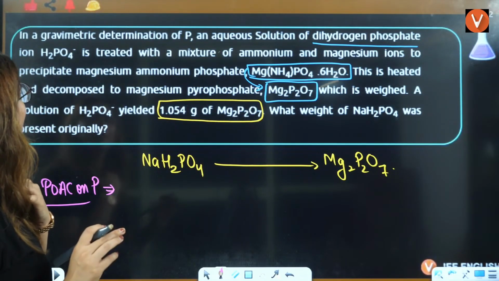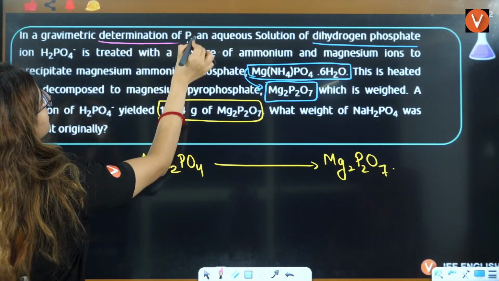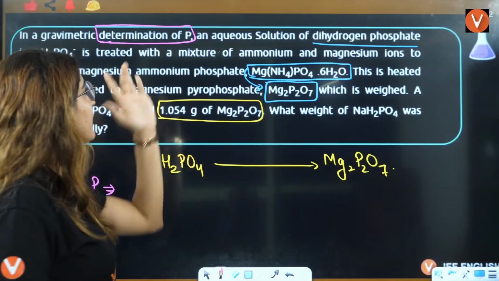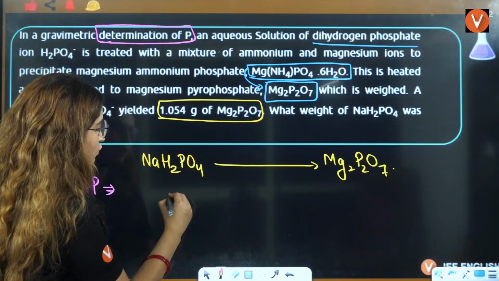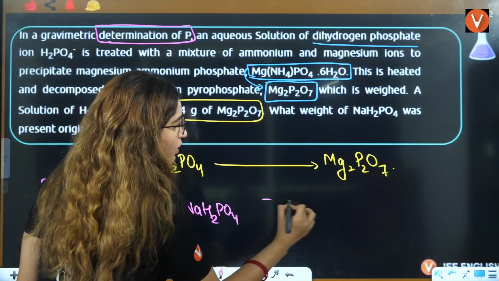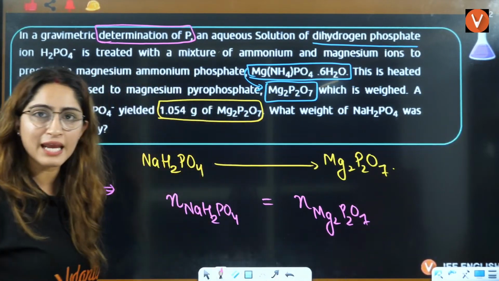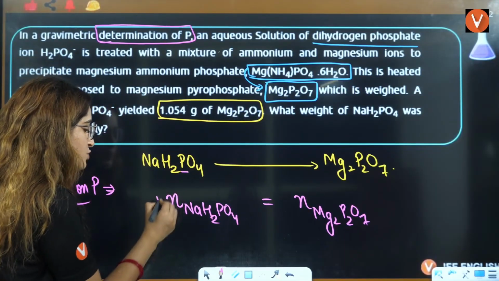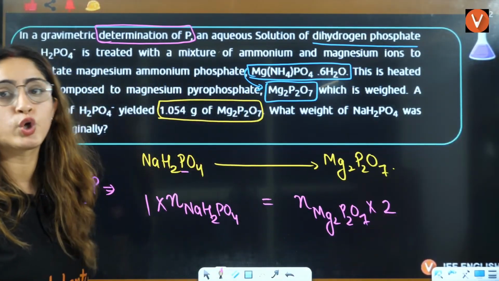Let's see if there is any hint, because it is a determination of phosphorus. That means all the phosphorus is converted. So the hint is already given that it is determination of phosphorus. That's why it is given like that. Now, number of moles of NaH2PO4 equals number of moles of Mg2P2O7. If you see how many phosphorus atoms here, you have just one phosphorus atom, so it will be multiplied by 1. Here you have 2 phosphorus atoms, so it will be multiplied by 2.